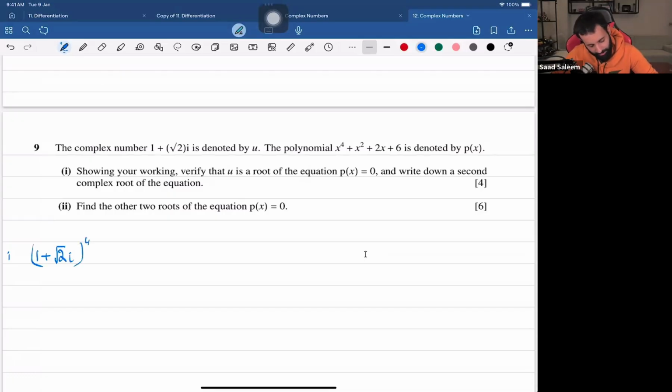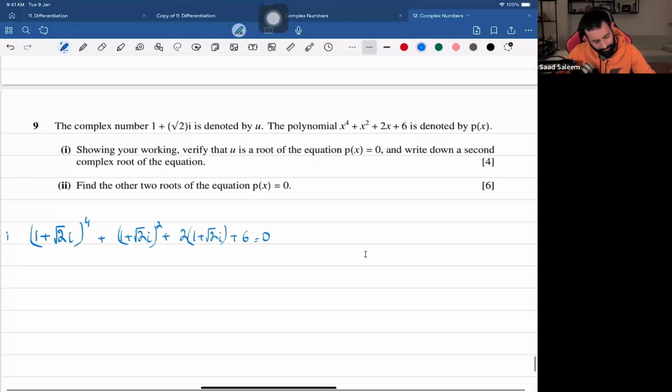(1 plus root 2 iota) to the power 4 plus (1 plus root 2 iota) squared plus 2 into (1 plus root 2 iota) plus 6. Now, upon simplifying this, we should get 0. Now, let's see what the deal here is.